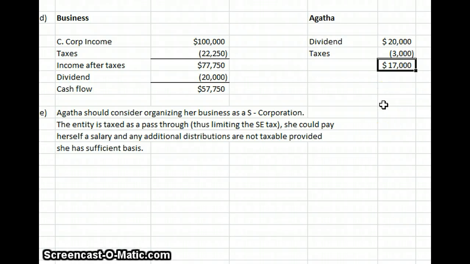And finally, if Agatha wishes to operate the business as a corporation but also wishes to receive cash flow from the business, what would you recommend to give her the best cash flow? Basically, she should consider organizing herself as an S corporation. It's entitled to a pass-through, eliminating that self-employment tax. She could also pay herself a salary, and any additional distributions would not be taxable, provided she has additional basis. So, again, that single level of taxation from the pass-through versus the corporation, where you're basically being double taxed, is a key factor in deciding what structure you should pick.